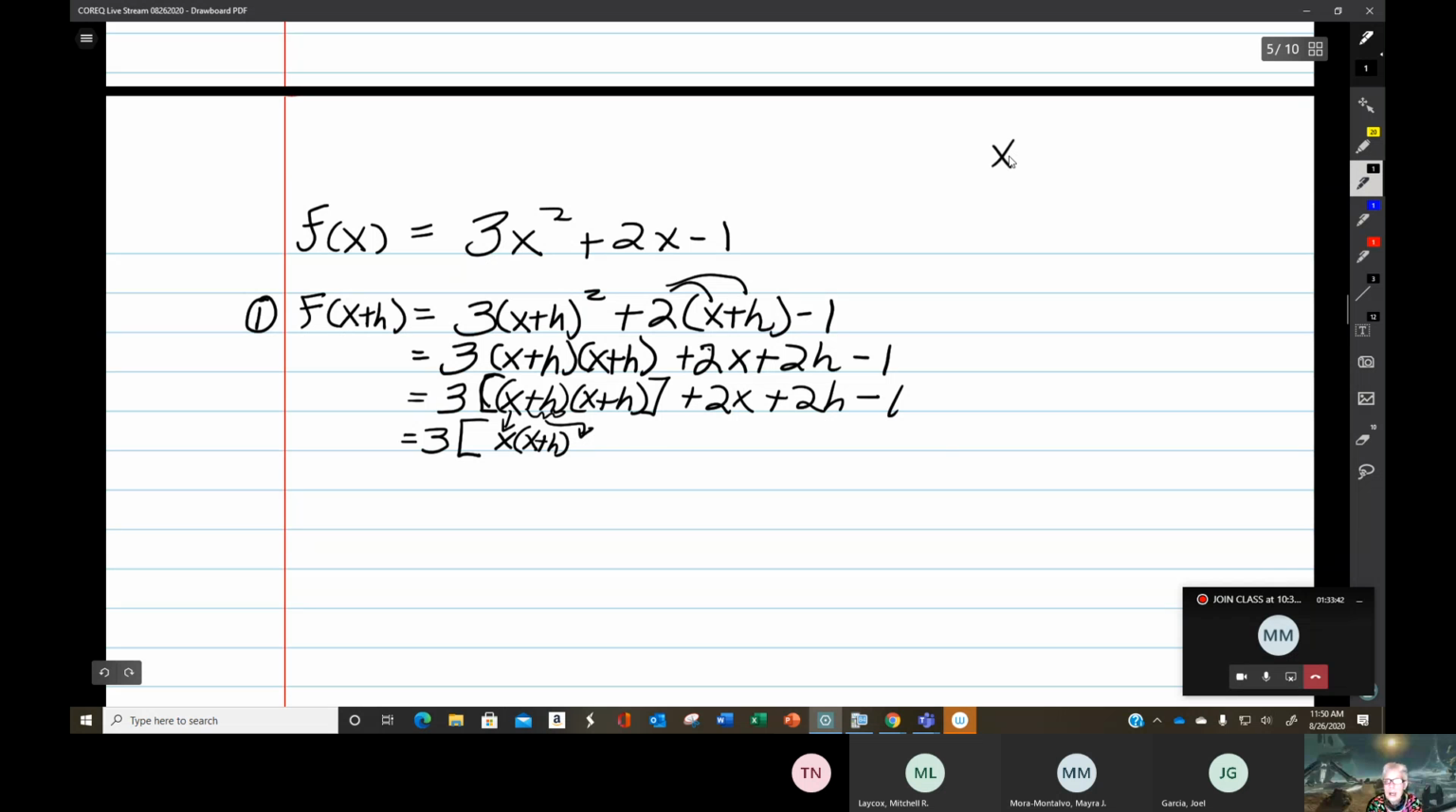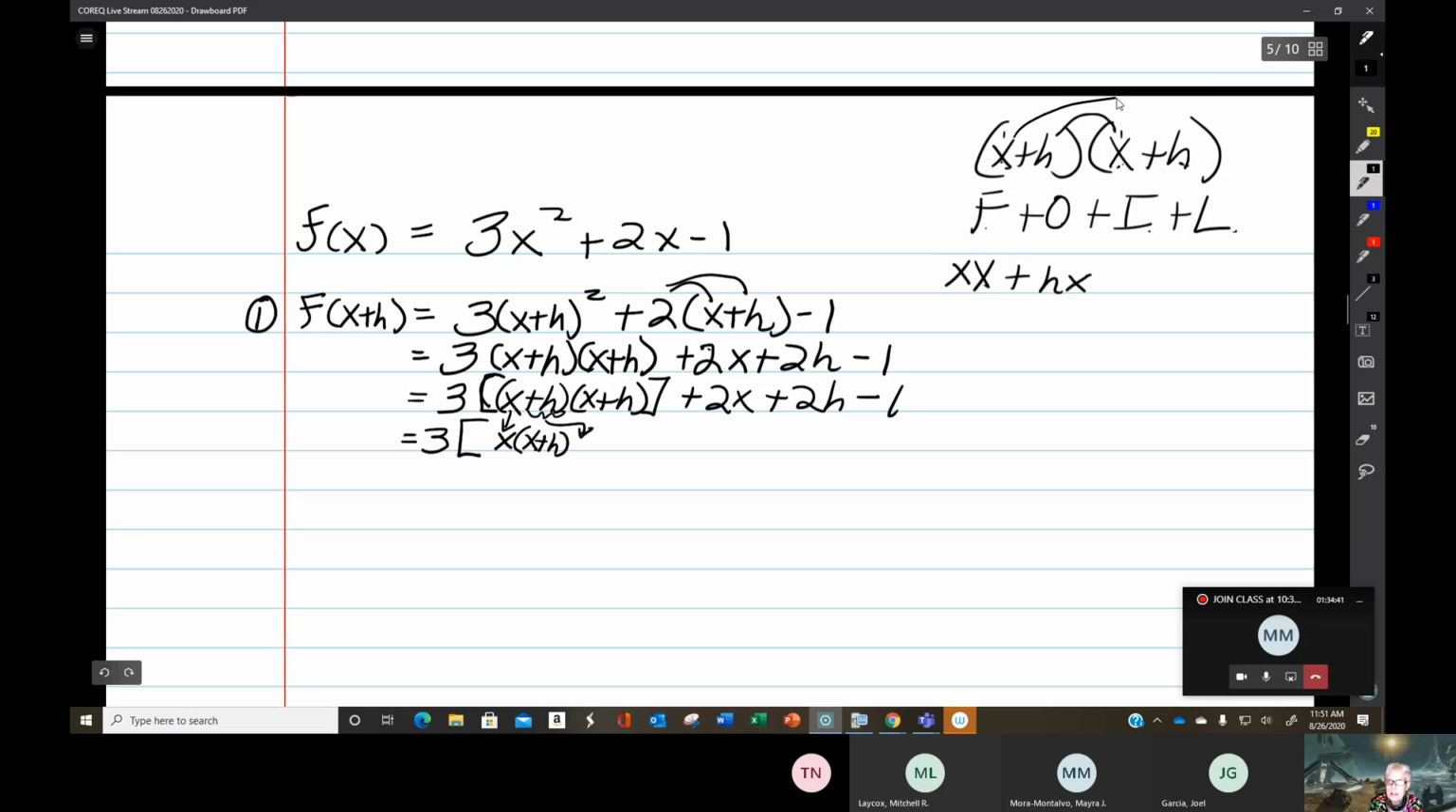We could also go (x plus h) times (x plus h), FOIL: first, outside, inside, last. And so I would take the x and multiply it by the x for the first, because this is the first term of these two numbers, and this is the first term of these two numbers. I would have x times x, and then put a plus sign between them because there's always a plus sign. Outside would mean this x times that h, except I have to write it hx. And inside would mean h times x.